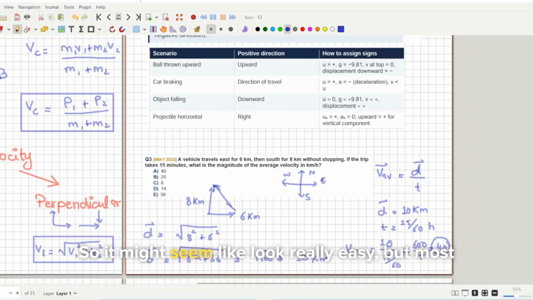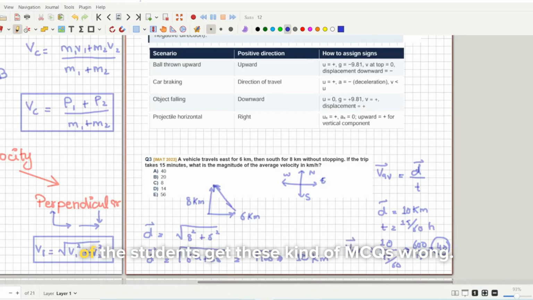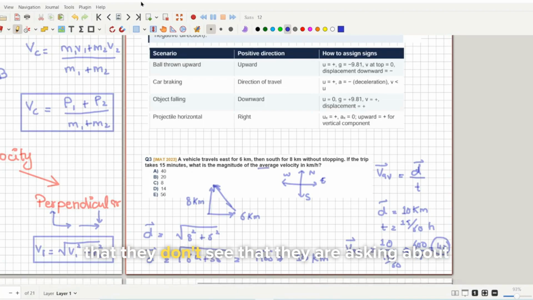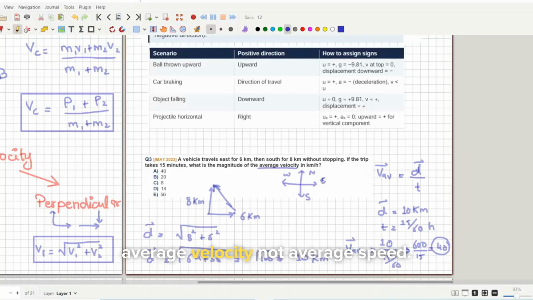So it might look really easy, but most of the students get this kind of MCQs wrong. They would not convert kilometer into meters, or meter into kilometer. They would not convert minutes into hour, or the biggest mistake that they make is that they don't see that they are asking about average velocity, not average speed. So you have to be really clear about what they are asking about. Are they asking about speed, or are they asking about velocity? If they were asking about average speed, then the whole MCQ would have been different.